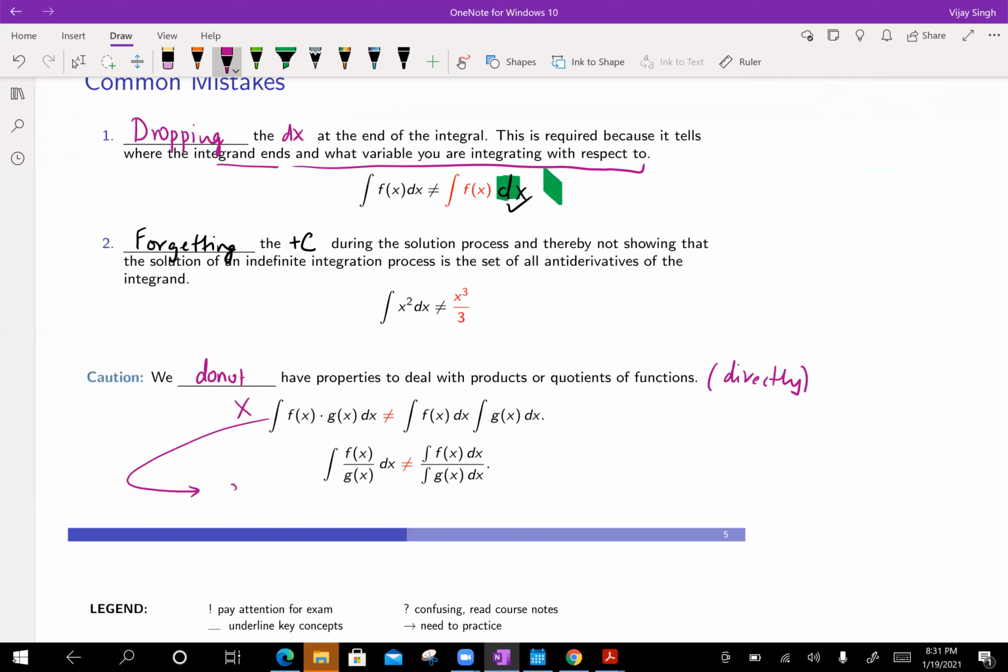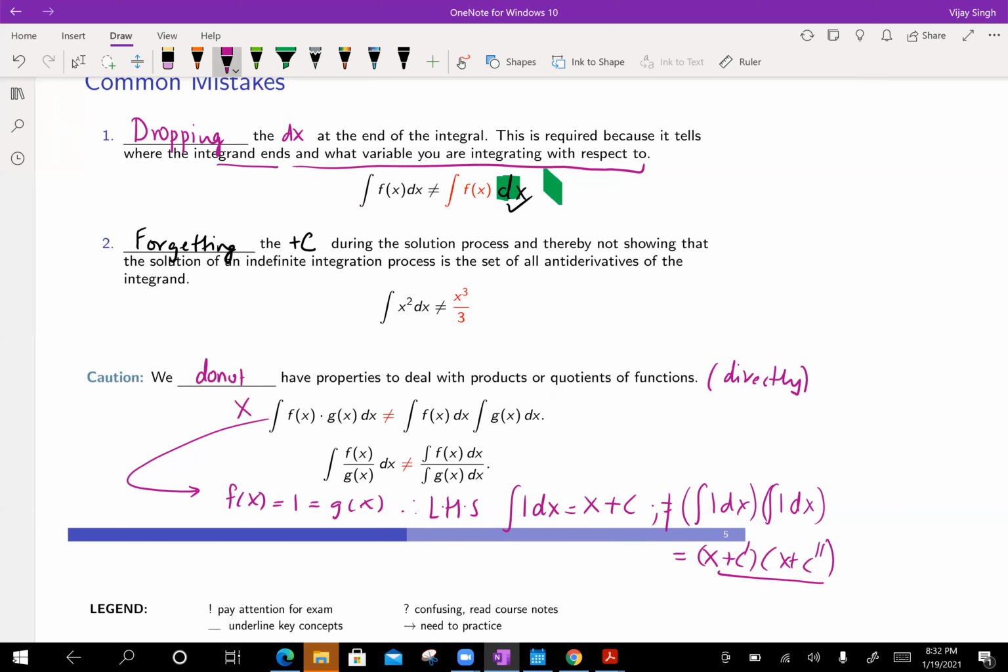For example, let's see why the product rule is not true. Take f of x equal to 1 equal to g of x. The LHS is going to be the integral of 1 times 1 dx, which is x plus c. On the other side, we get the integral of 1 dx times the integral of 1 dx. These two are not equal. Why? Because that is going to be x plus c prime times x plus c double prime. Here we have a quadratic, here we have a linear. So these two things cannot be equal in general.